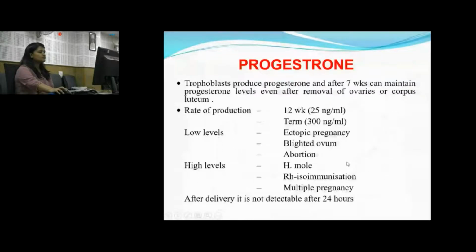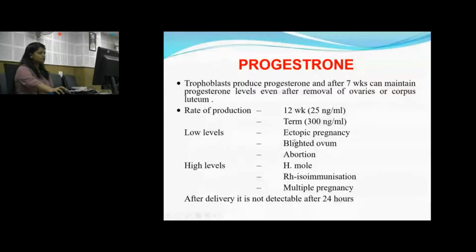Coming on to the steroid hormones, the first important hormone secreted by the placenta is progesterone. Trophoblasts produce progesterone after 7 weeks and can maintain the progesterone level even after removal of the ovaries or corpus luteum. The rate of production at 12 weeks is around 25 nanograms per ml, but at term it is 300 nanograms per ml.